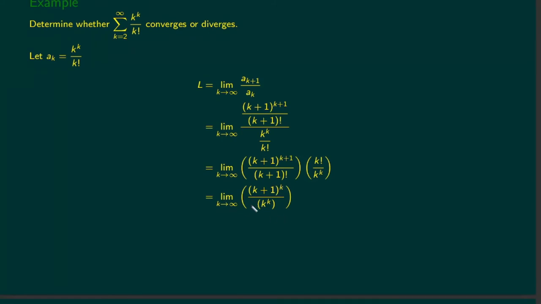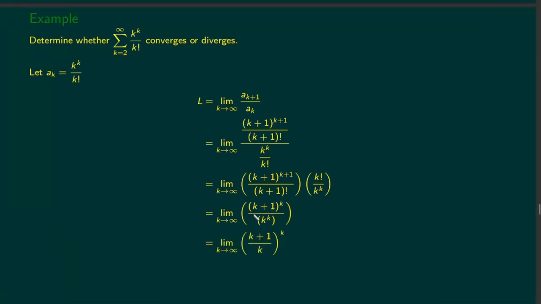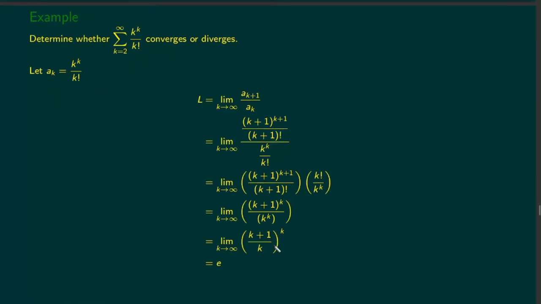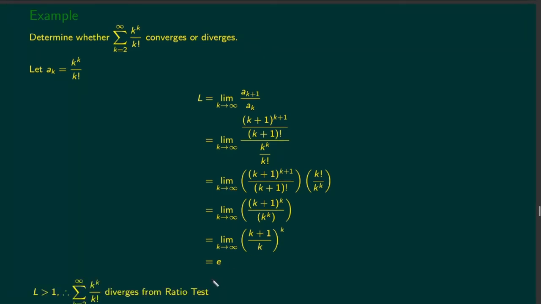Now I can rewrite this by rearranging, and taking this k outside, this one I can rearrange to look like this. So this is the exponential sequence, and the limit of this is the exponential e. So that is bigger than 1, so this series diverges by the ratio test.